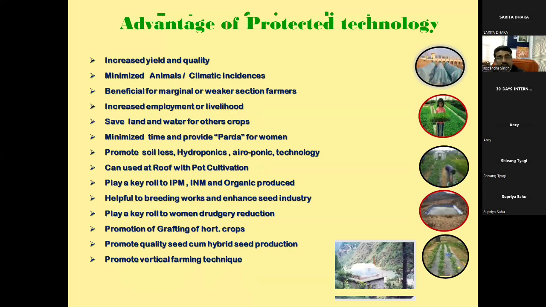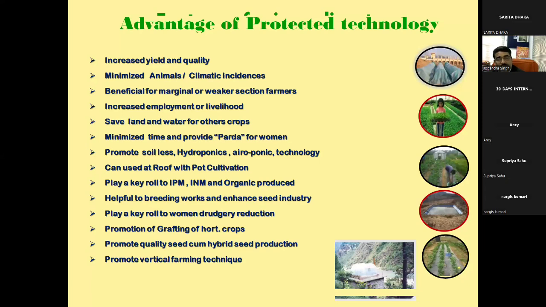Beneficial for marginal and weaker section farmers. Increase employment and livelihood. Save land and water for other crops. Minimize time and provide further support for women farmers. Promote soilless hydroponic and aeroponic technology under protected conditions. Can use roof with pot cultivation.